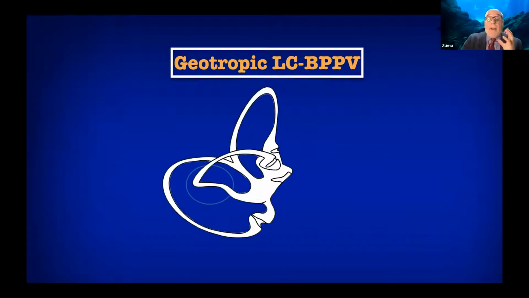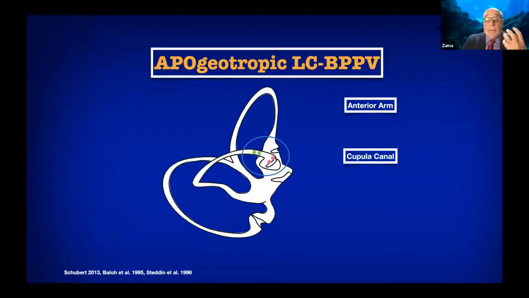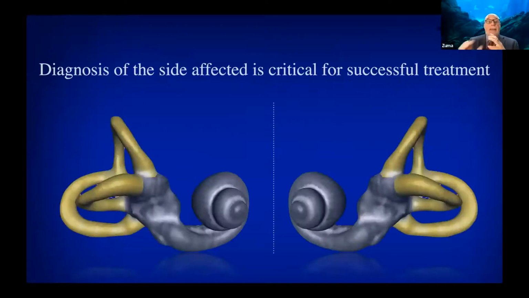In the geotropic variant of lateral BPPV, the particles are in the posterior arm. And in apogeotropic lateral canal BPPV, the particles can be floating in the anterior arm, attached to the cupula on the canal side, or attached to the cupula on the utricular side. The diagnosis of this side is crucial. It's critical for successful treatment. I do believe in that.